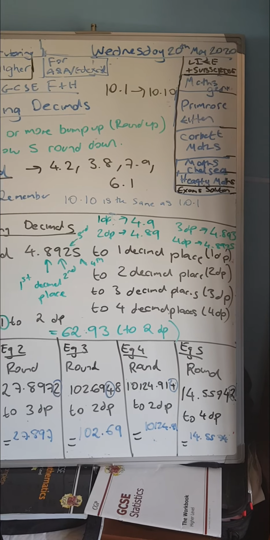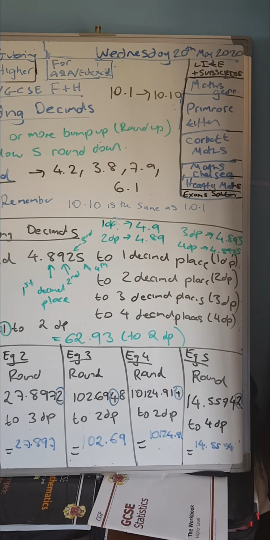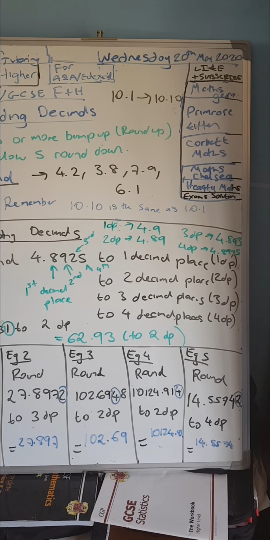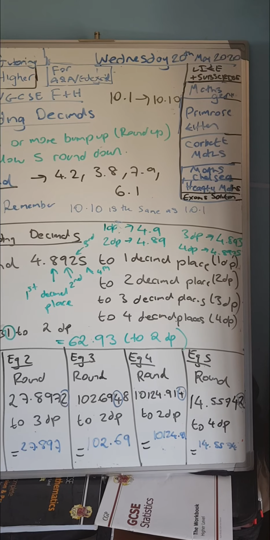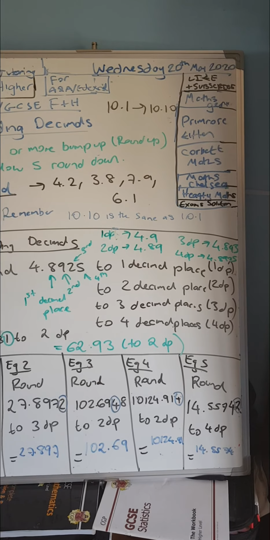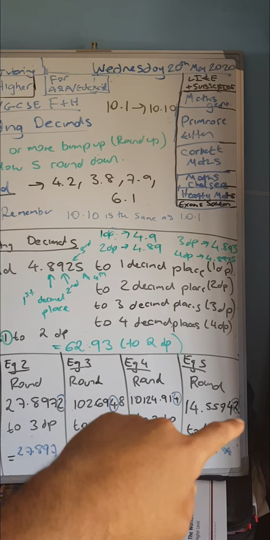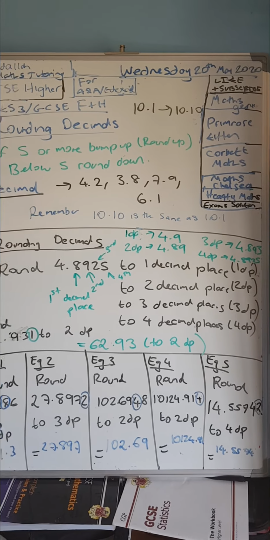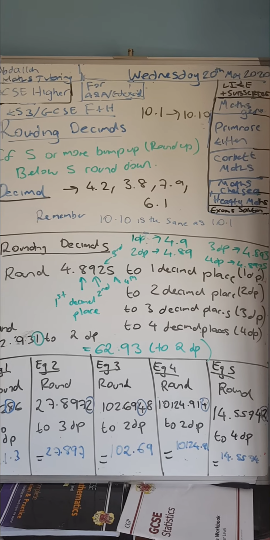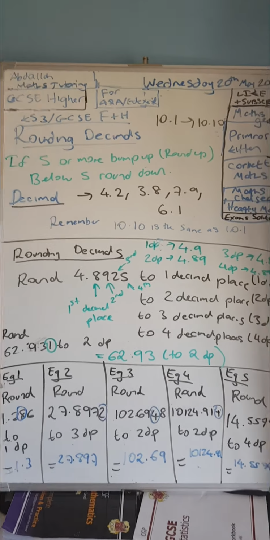Lastly, round 14.55742 to 4 decimal places. Again, look at the 5th decimal place, it's a 2, so I'm going to round down, so it's 14.5574, and that would be my answer. I hope that was clear.